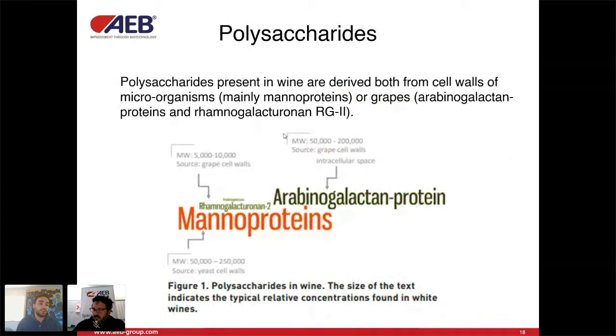phenolic compounds are not the only compounds that impact the aging of wines. Other compounds that are present in the wine and affect the aging process are polysaccharides. Polysaccharides in wine result from microorganisms, they come from the cell wall of the yeast, or they can come directly from the grapes. However, the mannoproteins are the most abundant polysaccharides in the wine.